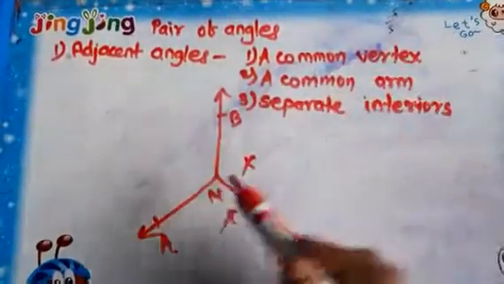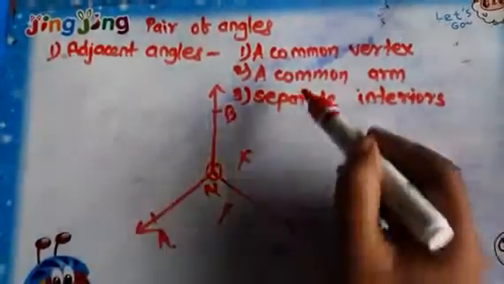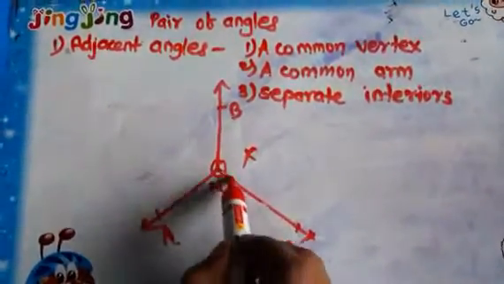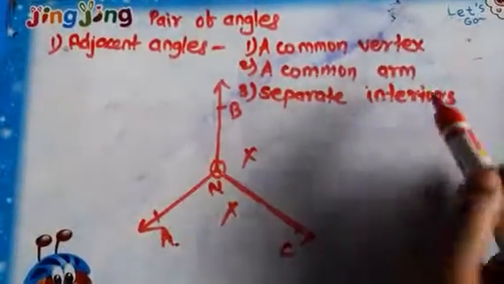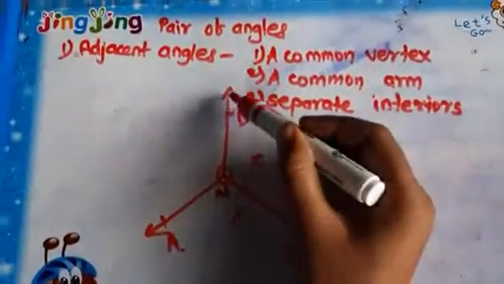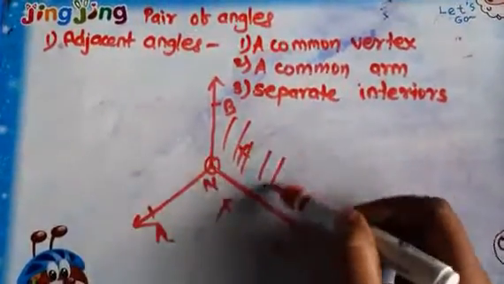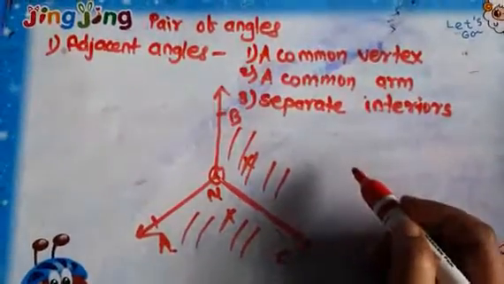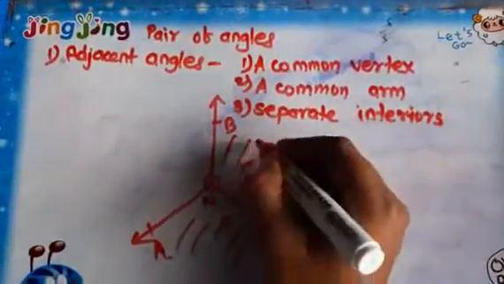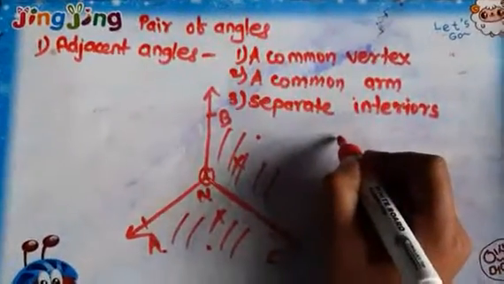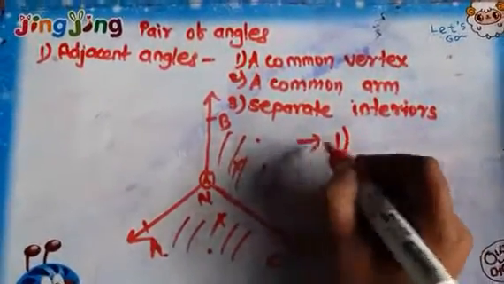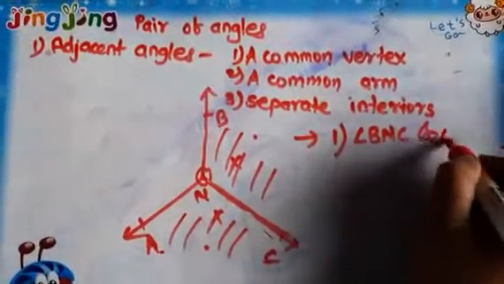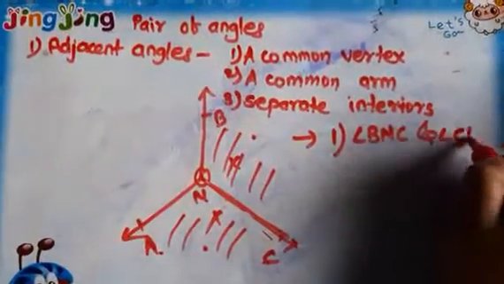They should have a common vertex. Yes, they have a common vertex. Common arm: this angle and this angle, this arm is common. So this is also okay. Separate interiors: interior of this angle is this and interior of this angle is this. So they are following all these conditions. So these two, this and this, are adjacent angles. So the first pair we got is angle BNC and angle CNA.